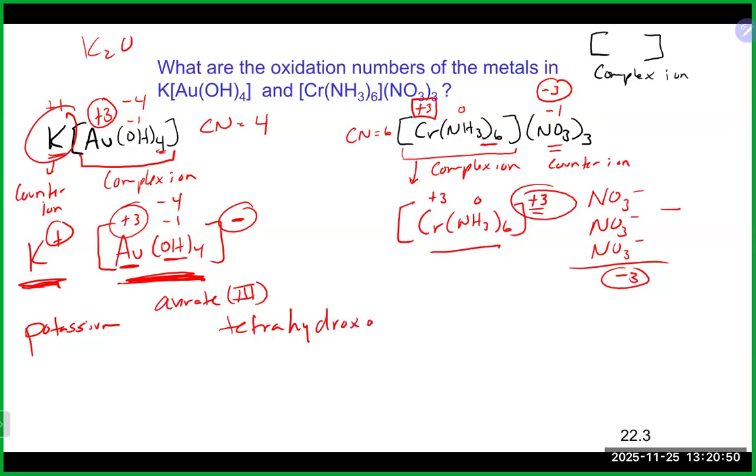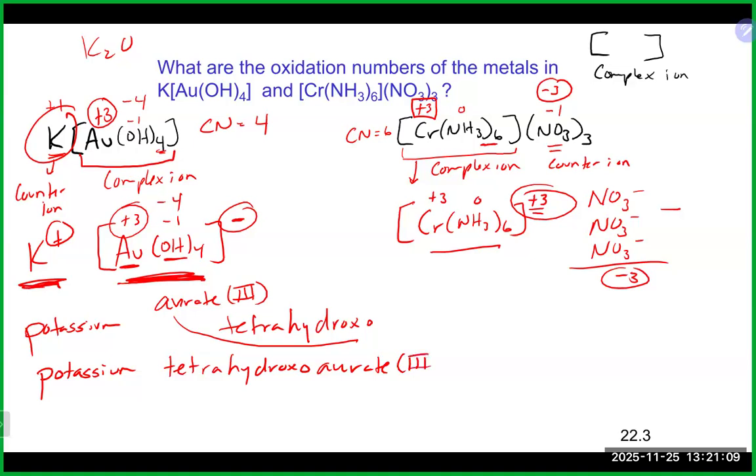All right, so now putting this together, this would be potassium. Now we're into the complex ion part of the name. We start with the prefixes, or the ligands, tetrahydroxo, aurate, Roman numeral 3. So this would be potassium tetrahydroxoaurate(III) is the name of, obviously, our original guy here together. Any questions on that name?